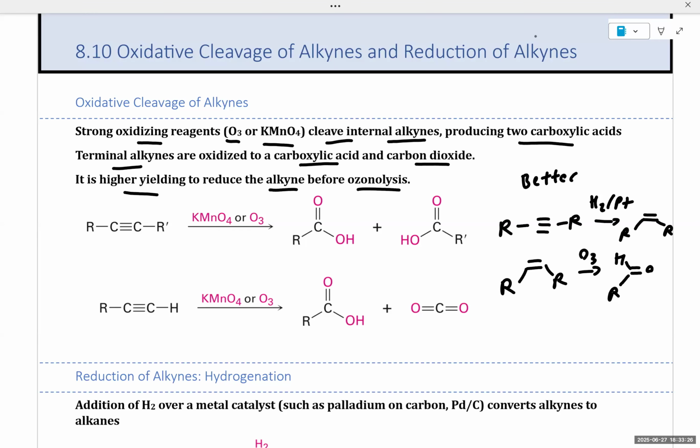It's very, very rare in modern synthesis to see people try this kind of direct, somewhat strongly oxidizing conditions to cleave an alkyne directly. Usually the alkyne gets reduced and then cleaved via ozonolysis.